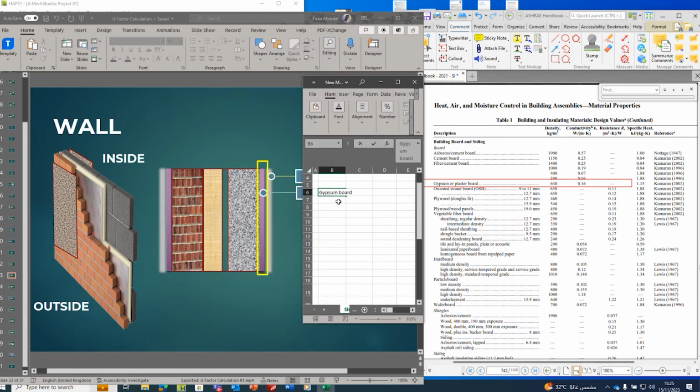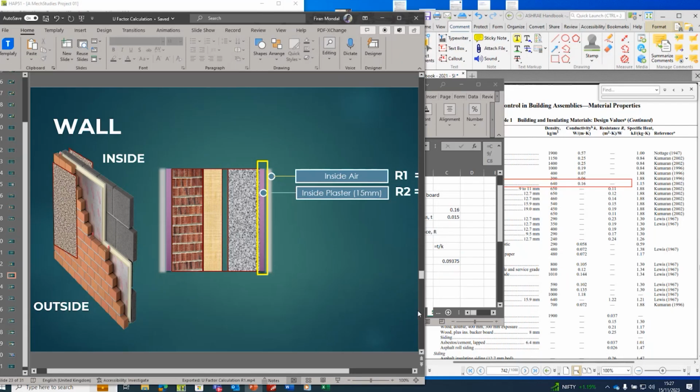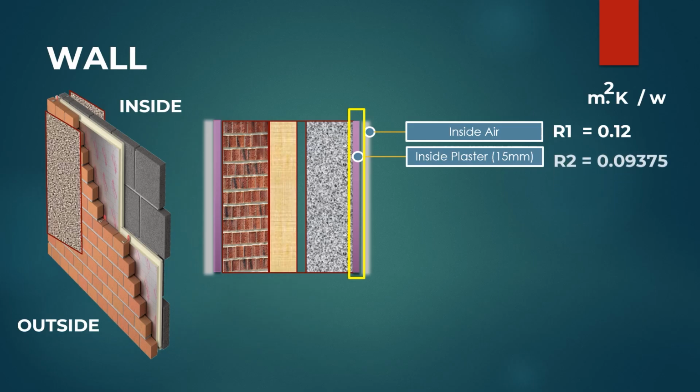So it is gypsum board. Now the conductivity value is 0.16 and the thickness we have is T equal to 15 millimeter. That means 15 by 1000 equals 0.015 meter. So resistance will be T by K, equal to 0.015 by 0.16. It gives 0.09375. So this is the resistance of the inside plaster. So R2 for inside plaster equals 0.09375 meter square K per W.